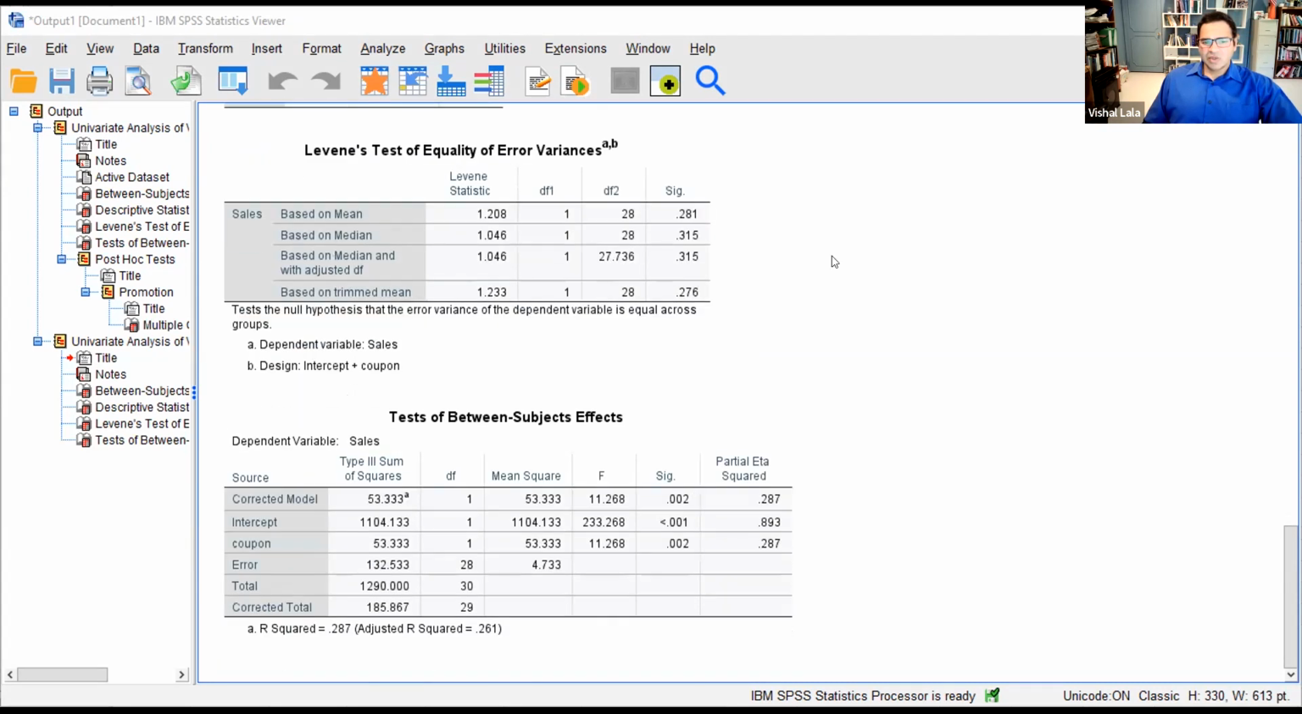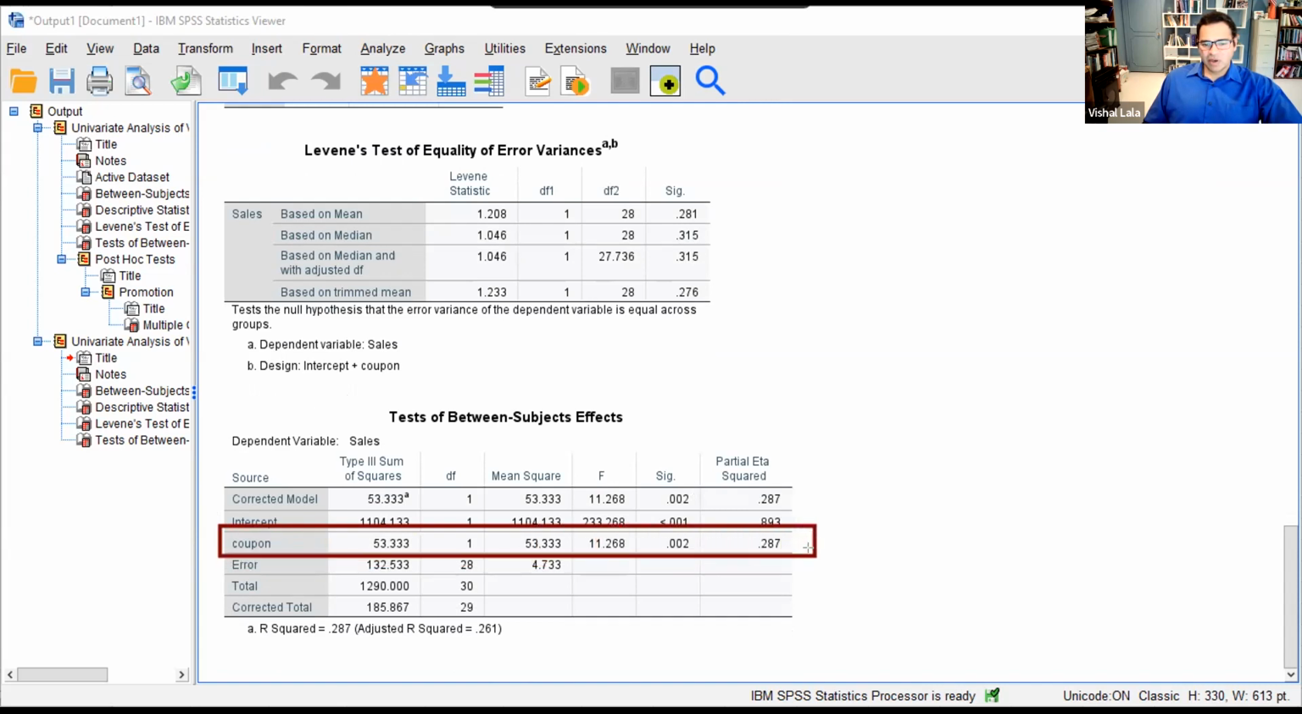Moving along, let's get to the most important part of our test, which is to examine whether, in fact, coupon has an effect on sales. So you look at the row for coupon, and if you just focus on that row, that really has the result we're looking for. Basically it has the type 3 sum of squares, which, doing some arithmetic out here, we get to an F statistic of 11.268. That corresponds to p-value 0.002, and that's that.